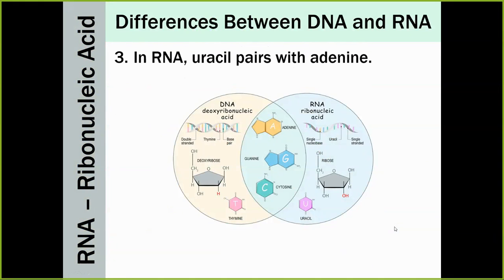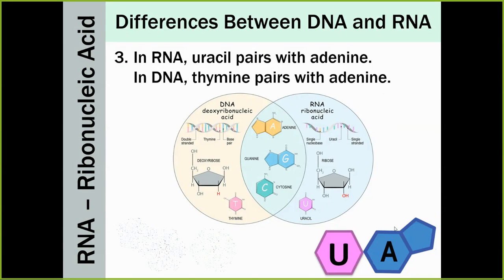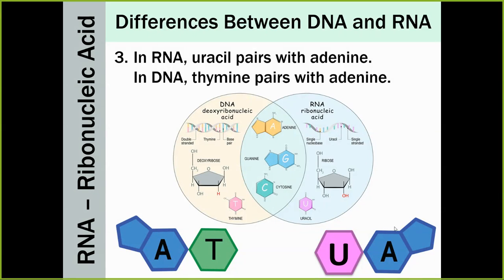All right, third main difference. DNA and RNA have different nitrogen bases. In RNA, uracil, that is a new one to us. We haven't talked about uracil before. Uracil is going to pair with adenine. Okay, so that's like the new thing going on here. RNA does not have thymine. It doesn't have any T's. It has U's instead.